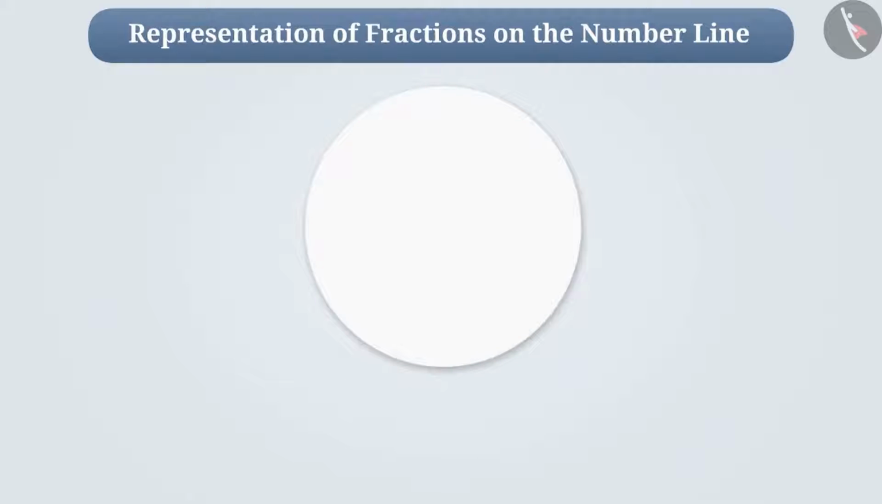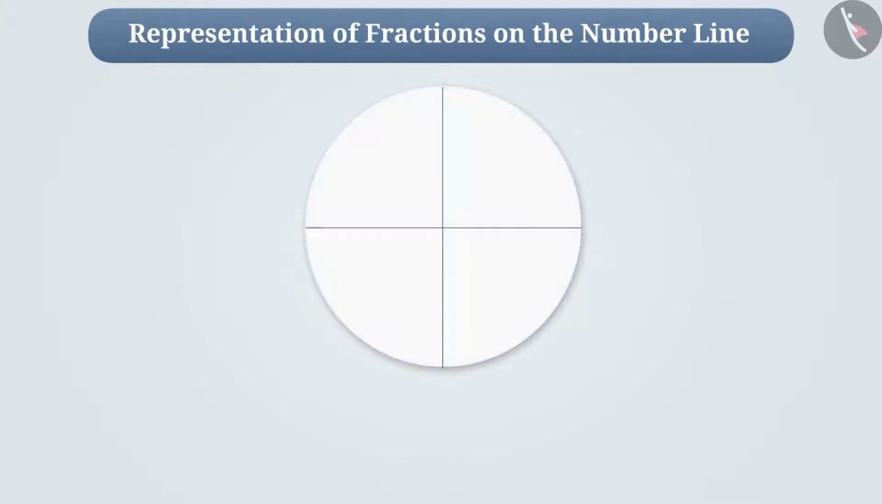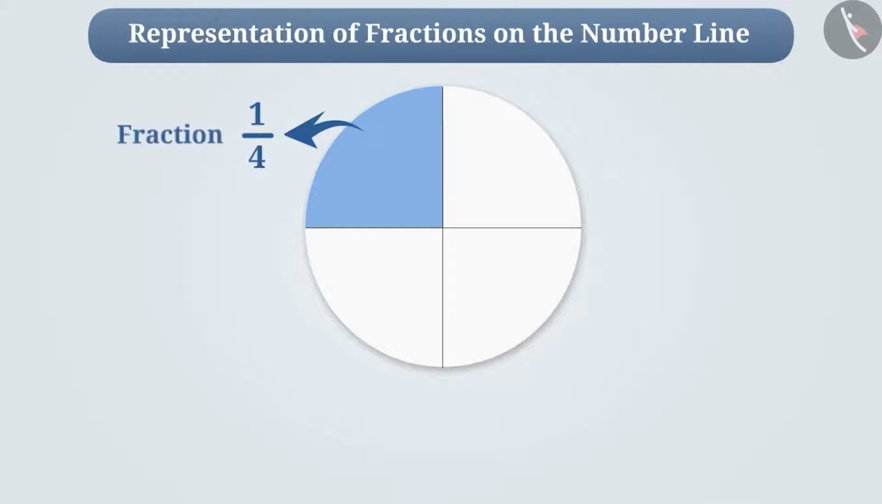Here is a paper. Consider that we have divided it into 4 equal parts. When we look at these 4 parts collectively, this represents a whole. If we take one part out of 4 parts of the paper, then this part is 1/4 fraction of the whole part. Let's represent it on the number line.